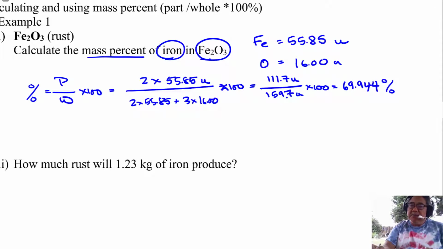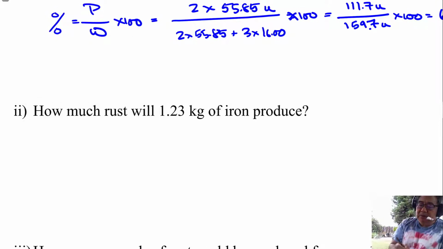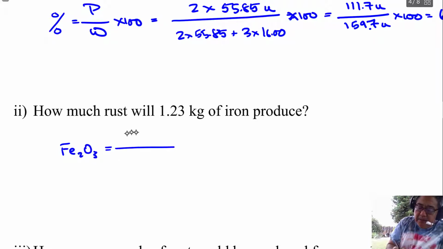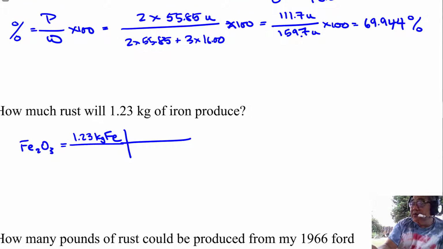Now, how could you use that? Well, it turns out this mass percent doesn't involve any units. So I can use the percentage by mass to convert any mass unit over. For example, how much rust will 1.23 kilograms of iron produce, right? So how much Fe2O3 could I get from 1.23 kilograms of iron? And then I know the mass percent is 69.944.